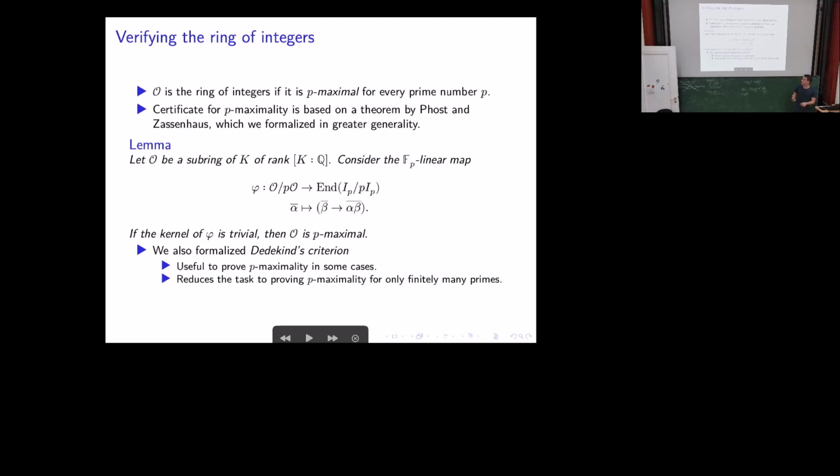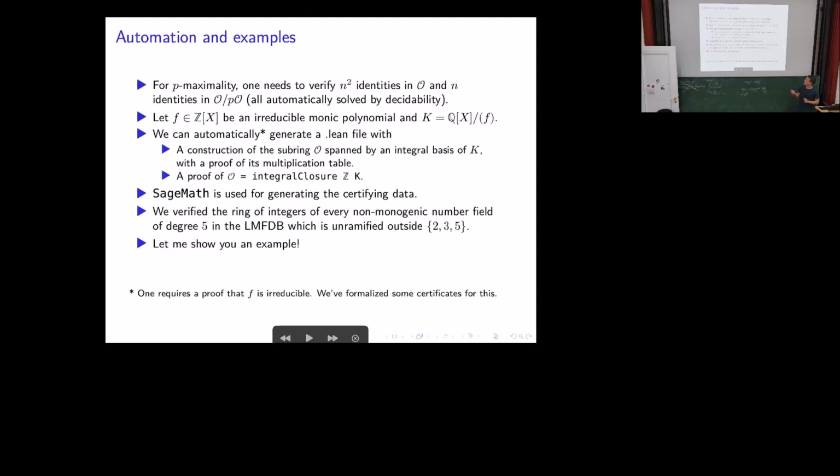And we also have Dedekind's criterion, which reduces our task to only proving P-maximality for finitely many primes. So if you have a polynomial over the integers that is irreducible and monic, I wrote a script that will generate a .lean file, and it will construct this subring O automatically, and it will generate a proof that O is indeed the ring of integers of K. For all of this certifying data, we're using SageMath to generate it. And with this, we verified the ring of integers of the list that Sander showed. So 142 number fields, we verified the ring of integers.